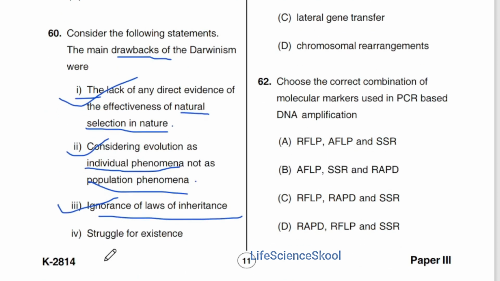And coming to the fourth one, struggle for existence. Actually, it is one of the main points of Darwinism. Like struggle for existence, and then phenotypic variation, and then natural selection, gradual changes, and inherited variations. These are all the theories in Darwinism. So this is not the one.